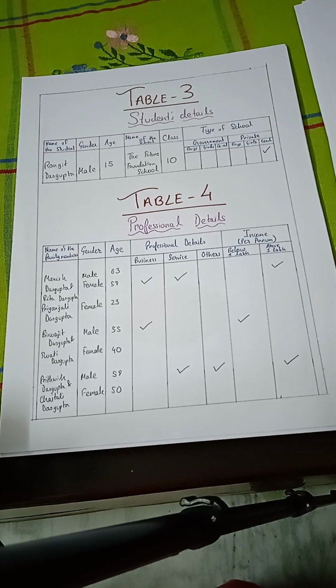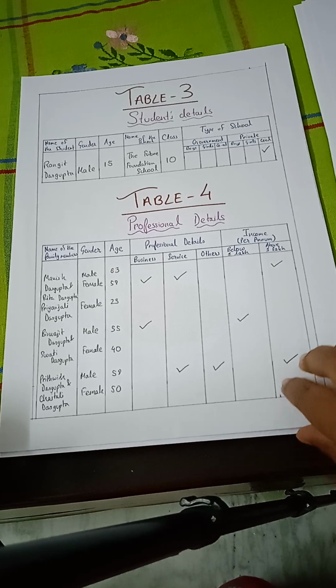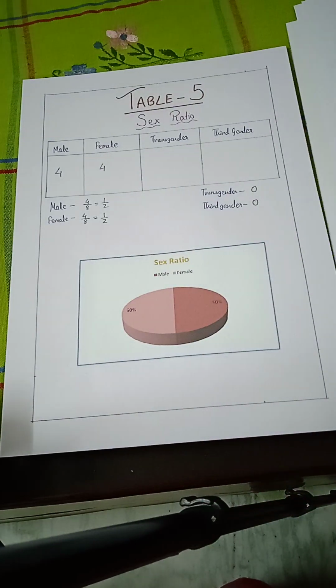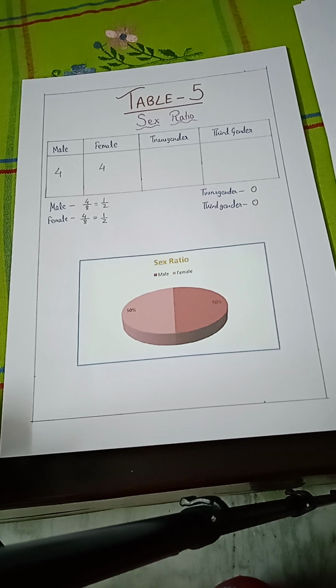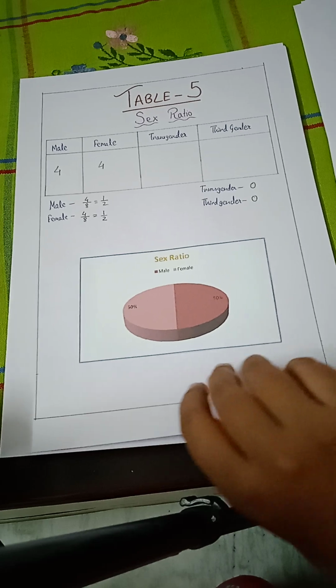In the same way, table 4 will be given over here, and table 4 also will be just for the adult members, not for the minor. Then the sex ratio, as it is 50-50%, so yes, sex ratio will be 50-50%.